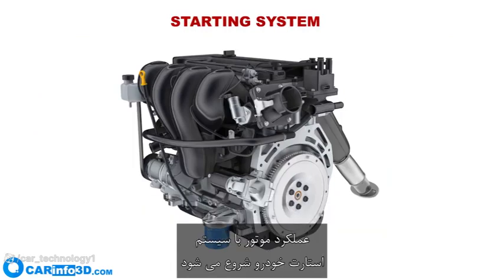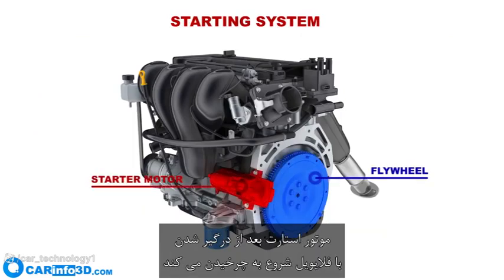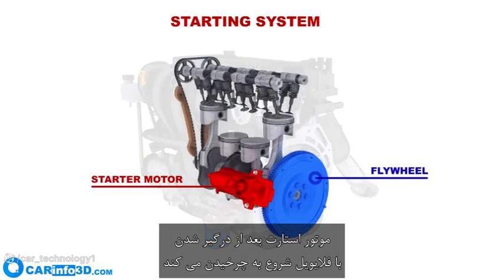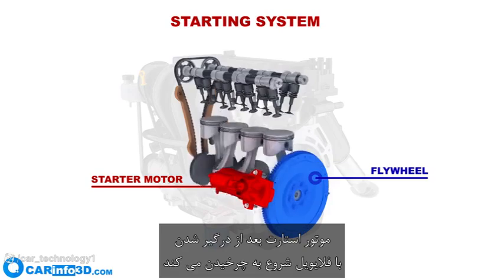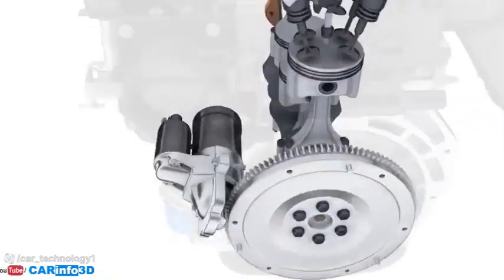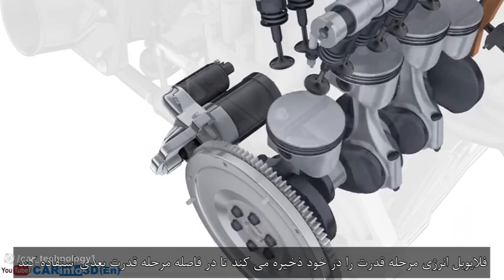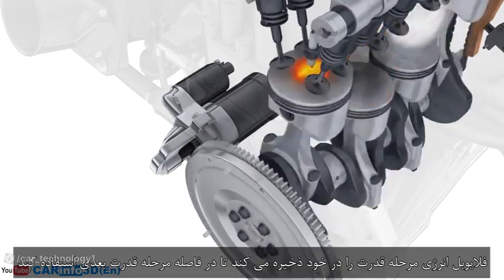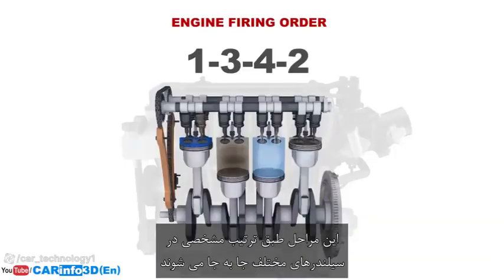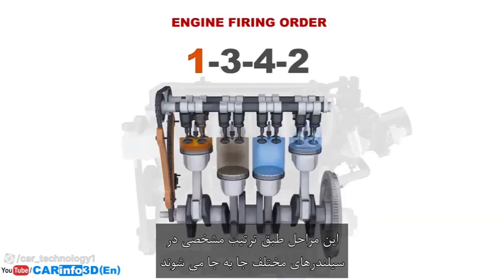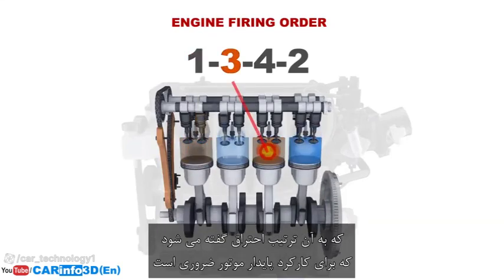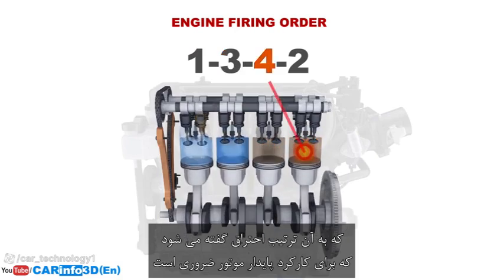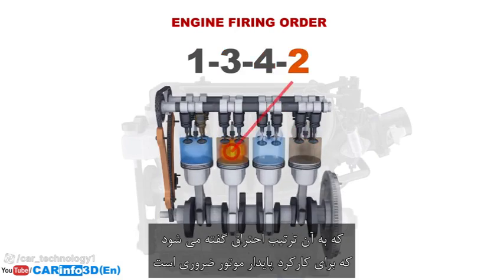The operation of the engine begins with the car's starting system. The starter motor starts spinning, engaging the flywheel. The flywheel then stores the energy from the power stroke to use it until the next power stroke. The strokes alternate in different engine cylinders in a certain sequence. This is known as the engine firing order and is required for more stable engine operation.